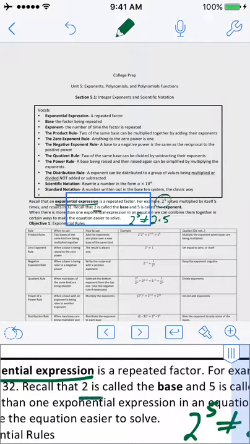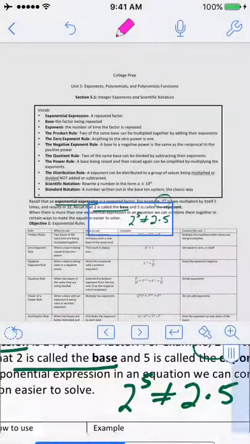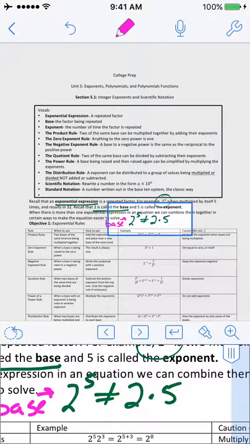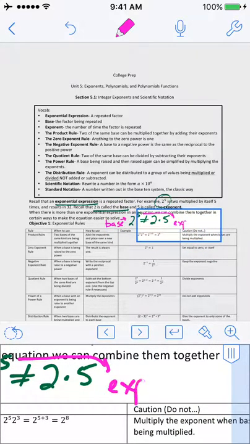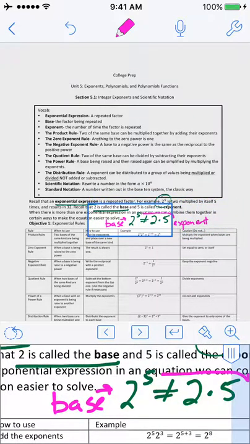Recall that 2 is called the base. The big number on the bottom here is called the base. This is the base, whereas the 5 up here, that's the part we call the exponent. A lot of people remember the exponent part, not a lot of people remember the base part, so make sure you know both parts of that. And if we call 32 the solution, then the base of 2 to the exponent of 5 is equal to the solution of 32.